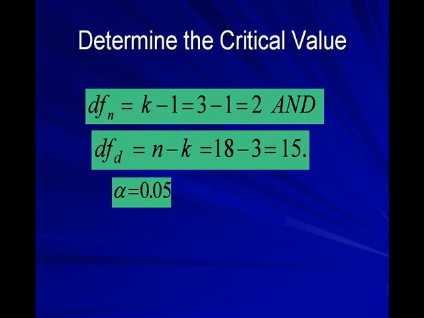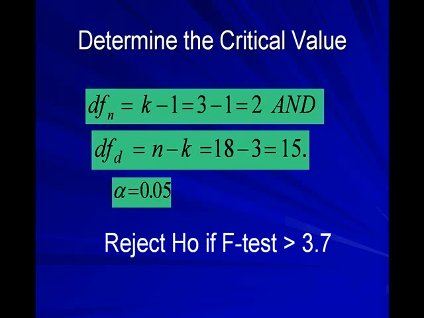And with alpha equal 0.05, you're going to find a critical value of 3.7. So we're going to reject H0 if the F test is greater than 3.7. And the F test will always be a one-tailed upper test. So it's always going to be reject if the F test is greater than whatever the critical value is, in this case 3.7.